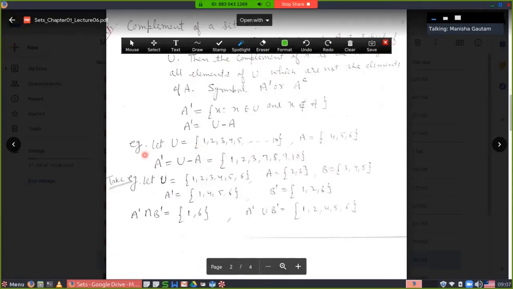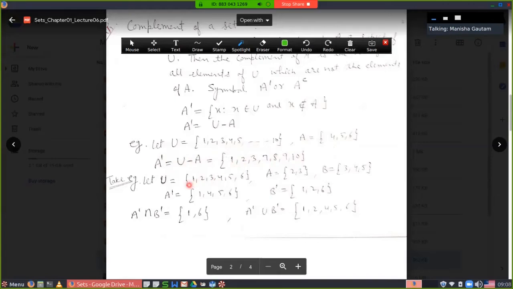For example, let the universal set be 1, 2, 3, 4, 5 up to 10, and A is a set having elements 4, 5, 6. Now you have to calculate A complement. It means you have to calculate universal set minus the elements of A. Subtract the elements of A from the universal set. The left elements to write down are 1, 2, 3, 7, 8, 9, 10. 4, 5, 6 are deleted from the universal set. The left elements are the elements of the set A complement.